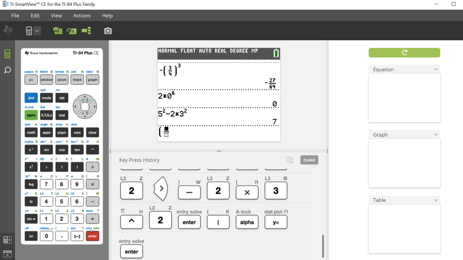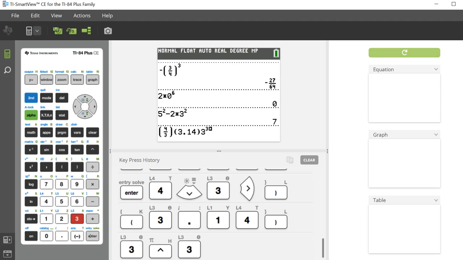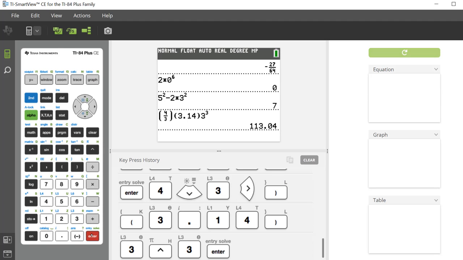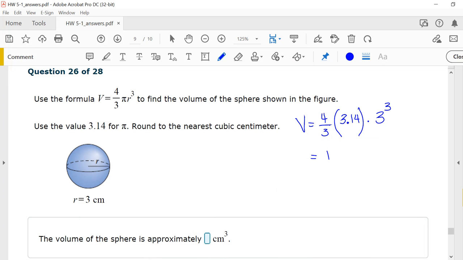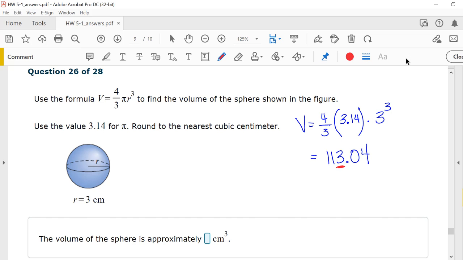So here we go, 4/3 as a fraction. I want 4/3 times pi, 3.14, and then 3 cubed. I get 113.04. They told me to round it to the nearest cubic centimeter, so the nearest whole centimeter. My answer would be 113 cubic centimeters.